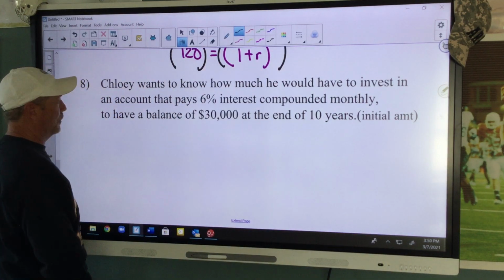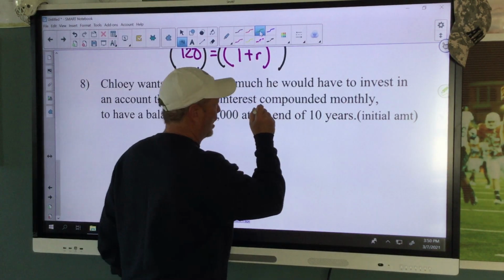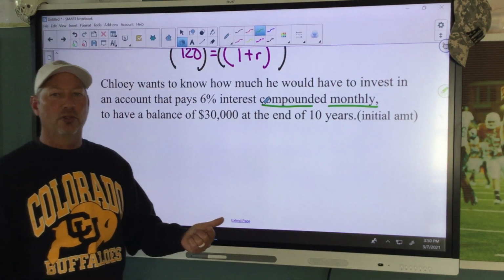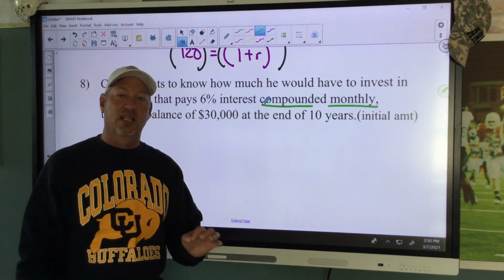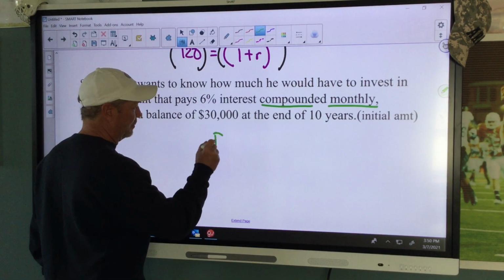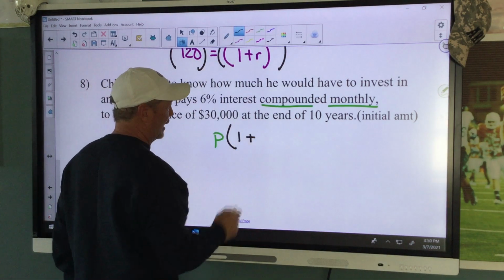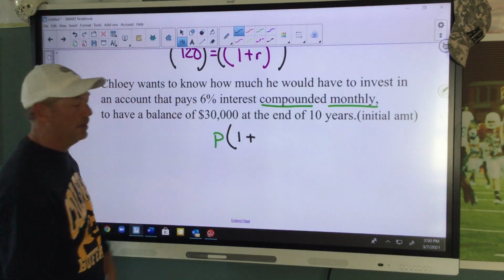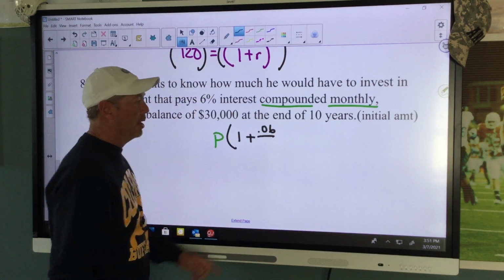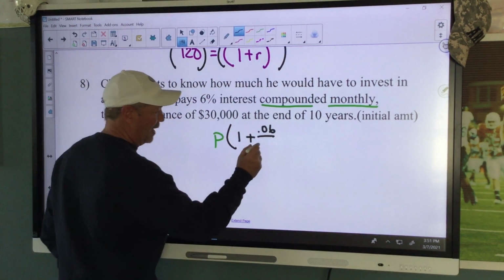All right, so I don't know the initial amount, but look what it says. Compounded monthly. That tells us what formula we're going to use. It's going to involve the letter N. So we do not know the initial investment, but we do know it's going to be 1 plus our rate, 6%, 0.06 divided by N, monthly. How many months are in a year? 12. So we're going to have an N value of 12.